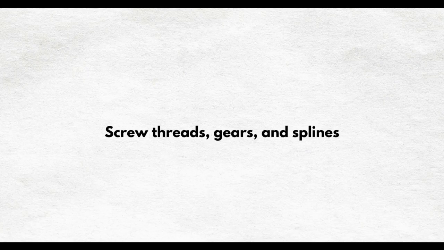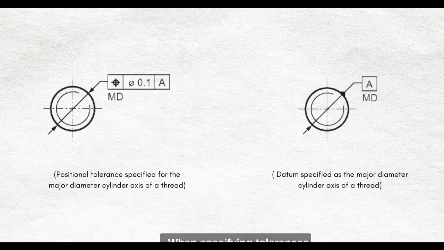Screw threads, gears and splines. When specifying tolerances for orientation or location in screw threads, they typically apply to the axis of the thread. This axis is derived from the pitch cylinder unless otherwise specified.